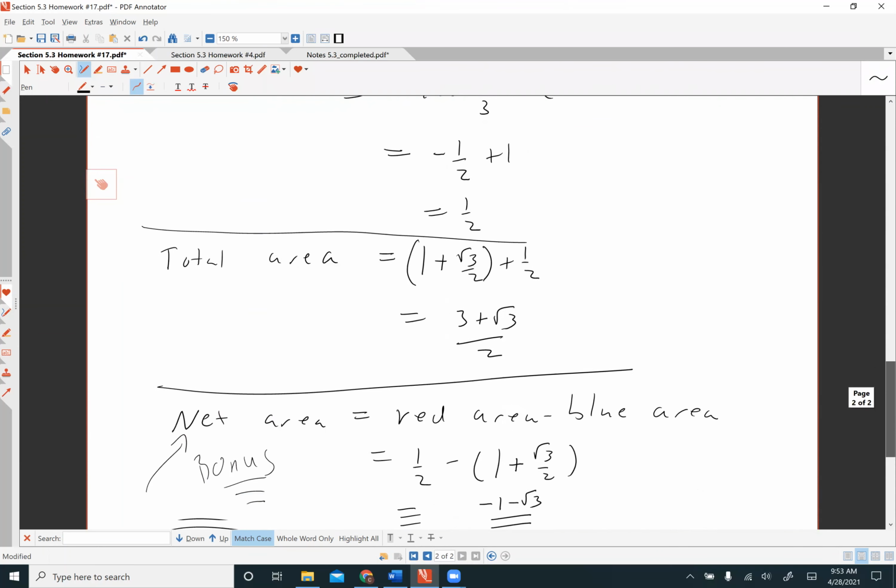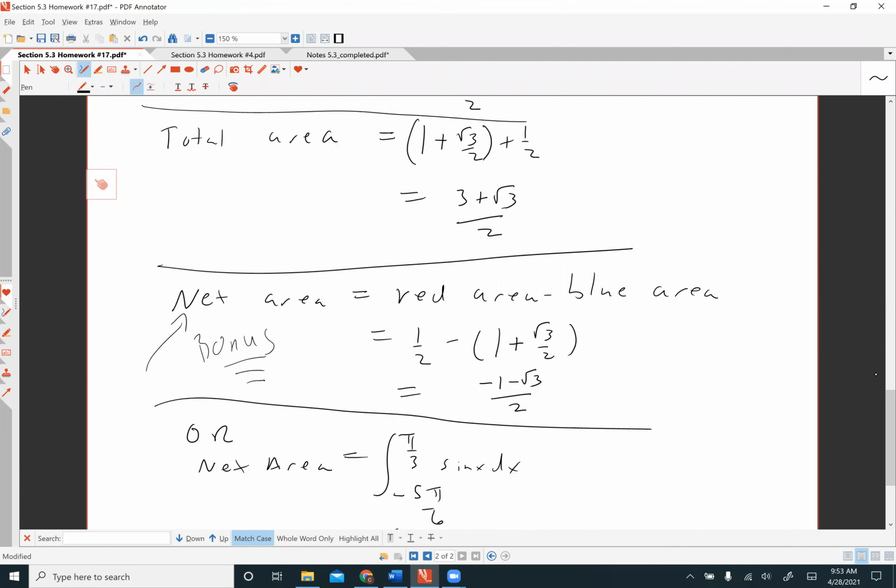Okay, so let's go here. One way to do it: we calculated the red area, and we calculated the blue area. But the blue area is the area below the curve. So the area above the curve, the red, is 1/2. The area below the curve is 1 plus square root of 3 over 2. You subtract them, and you get -1 minus square root of 3 over 2. So that's one way of doing it.